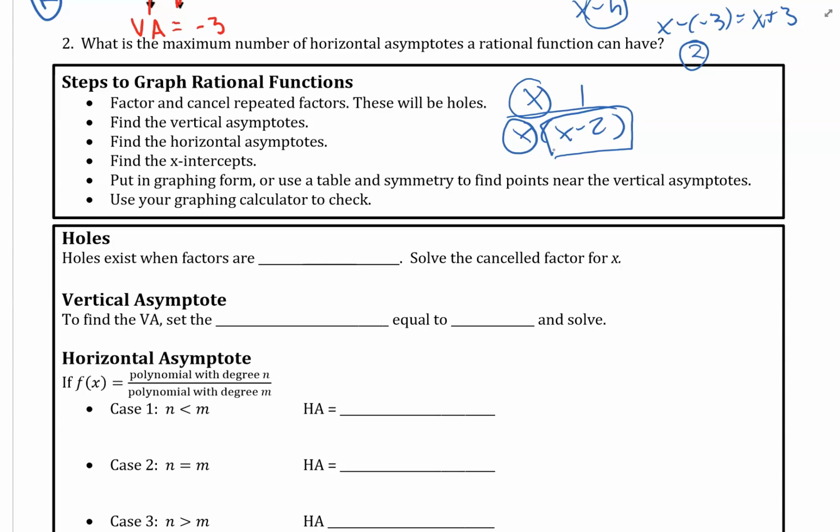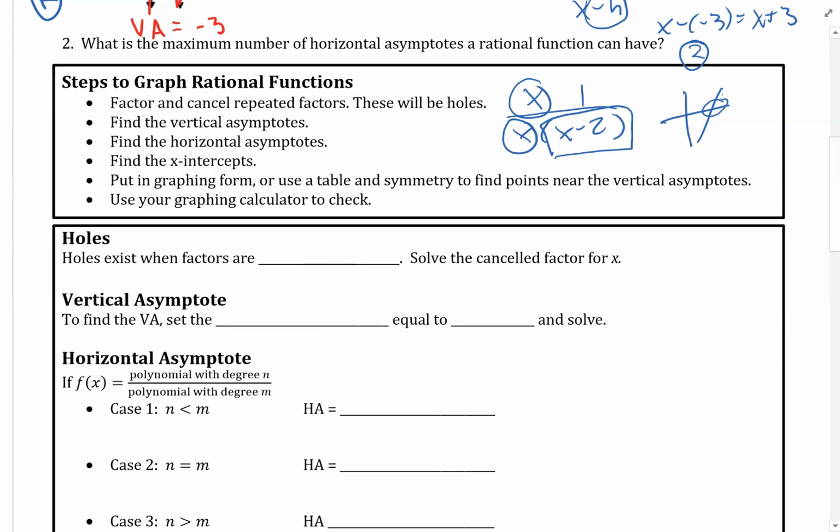How do we find x-intercepts? Well, we know that for an x-intercept, y is equal to 0. So we're going to set our function equal to 0. You're then going to put your function into graphing form and use a table and symmetry to find the points near those vertical asymptotes and plot that. And then you can use your graphing calculator to check your work.